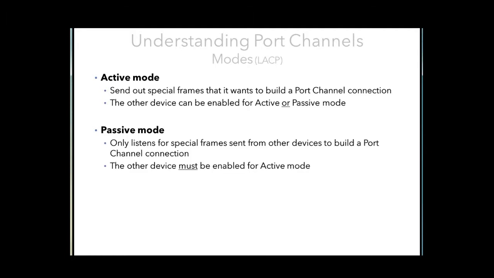Passive mode means that the device will only listen for LACP messages. It will only enable LACP or bring up the port channel if the other device initiates the connection. This means that the other end must be enabled to use active mode for its port channel ports. So as a safe bet and as a best practice among your critical devices, you should set the port channel mode to be active on both ends.